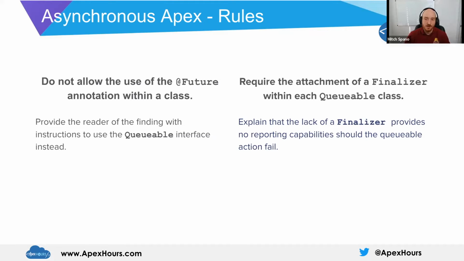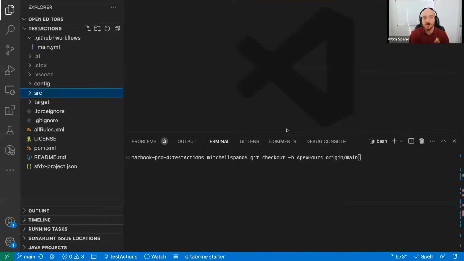So these are two of the rules that we're going to go over today, and they're going to be written in Java. And then we're going to be able to do some really cool stuff with them, but I'll show you that in just a second. Let's switch over to a project.